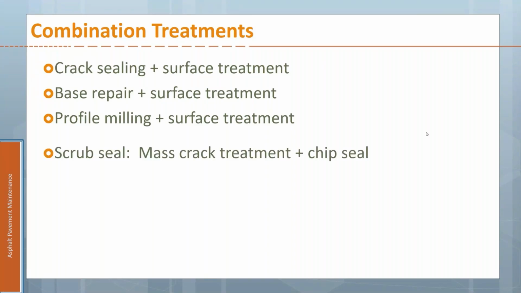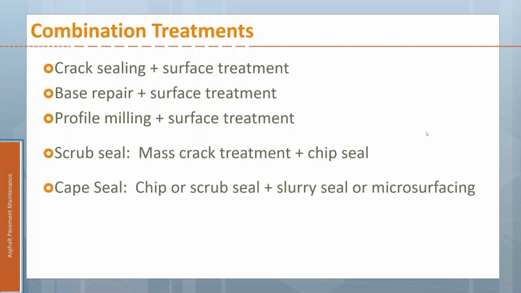So any of those things combined with your surface treatment technically would be considered a combination treatment. A scrub seal is considered a mass crack treatment. So we're treating the cracks, but we're also placing a chip seal. Technically, it is a combination. And the cape seal, this was the question that was asked earlier. This is a chip seal or scrub seal, but then a slurry seal goes on top of it, or you could substitute that with microsurfacing.